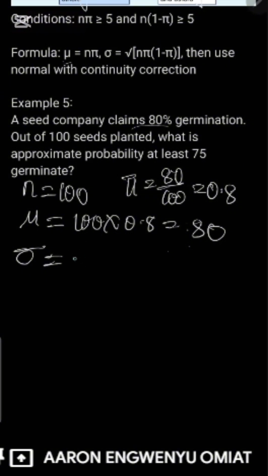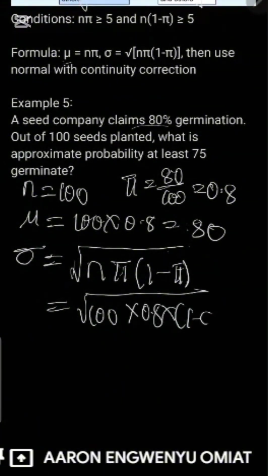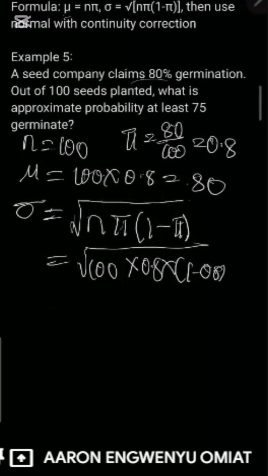So our standard deviation would be the square root of the number of trials times probability of success times probability of failure, which is 1 minus probability of success. So this gives us the square root of 100 times 0.8 times 1 minus 0.8. If you calculate this, you end up with 16. The square root of 16 is 4, so our sigma is 4.